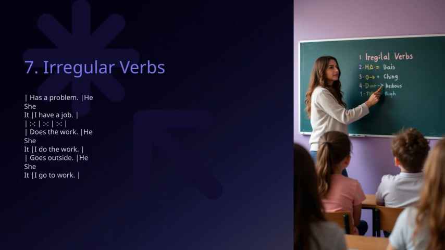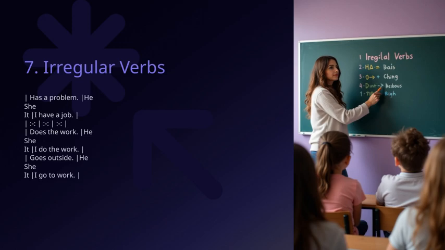Now let's look at some examples of irregular verbs and how they change depending on the subject. For instance, when we use he, she, or it, the verb often changes form. Take the phrase has a problem. When we say he has a problem, notice how has is different from have. Similarly, in the next example, I have a job, we use have because we're talking about ourselves. Then moving to the action does the work.